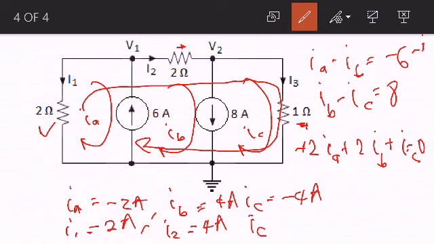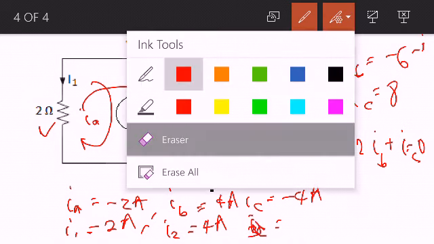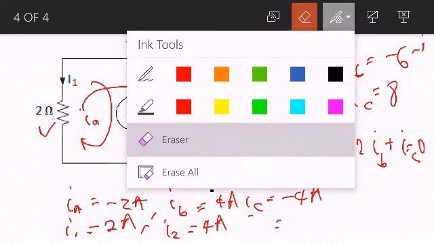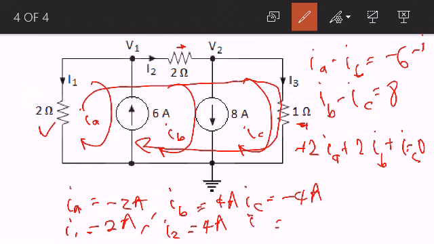Then IC is moving in the same direction with I3, so that means we can say that I3 is also equal to minus 4 amperes. So the answer, we have our I1 is 2 amperes, our I2 is 4 amperes, and our I3 is minus 4 amperes. That makes a lot of sense.